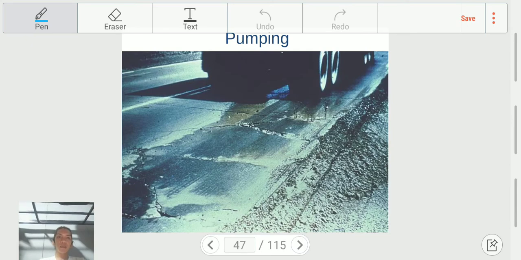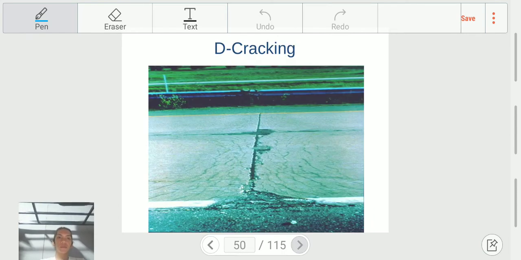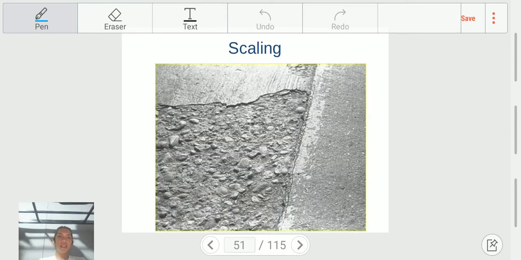Yan, grabe naman tong pumping na ito. Yan, yung pumping. Yan, may mga water dyan sa mga pump sa baba na naapektuhan. Yan, decracking, scaling.